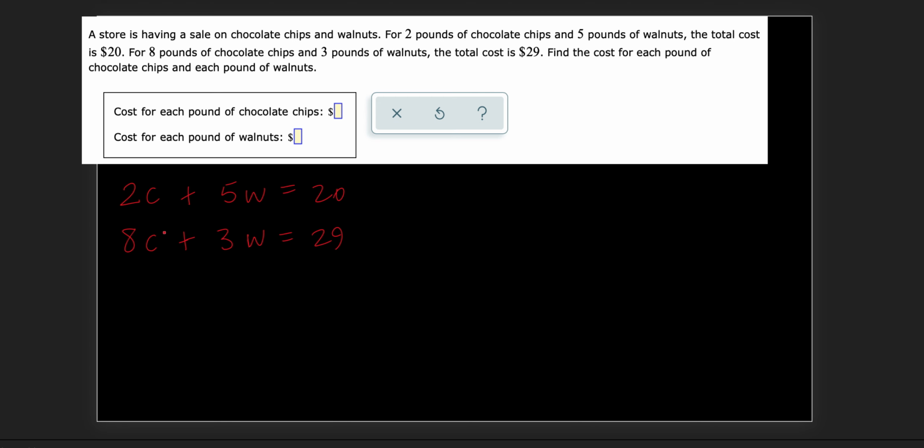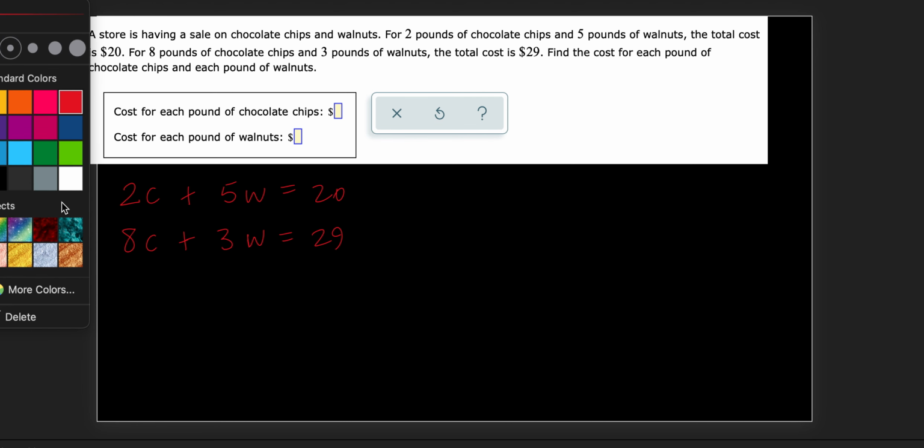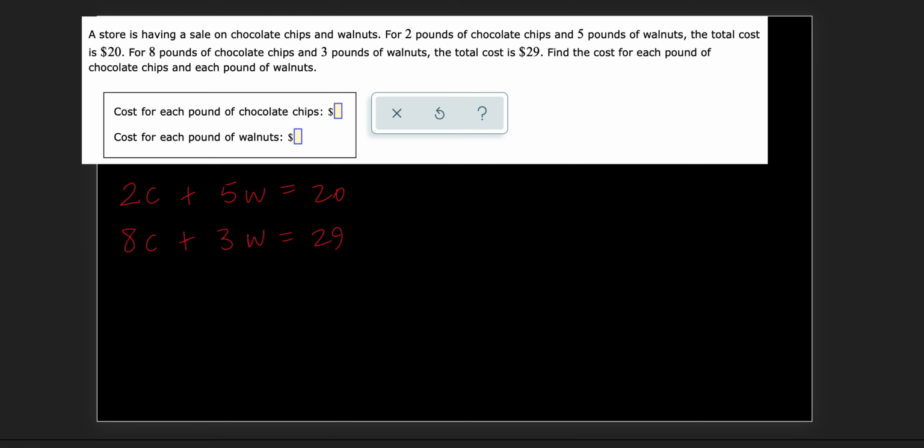So you want your variables lined up like they are, and the numbers, and then you want the C's or the W's to add up to 0. We'd get 10C here if we added them. We'd get 8W here if we added them. So it's not going to happen as it is. We need to make it happen. So I'm going to choose to multiply this by -3, this whole equation, everything, and multiply this one by 5. You see why I would do that?